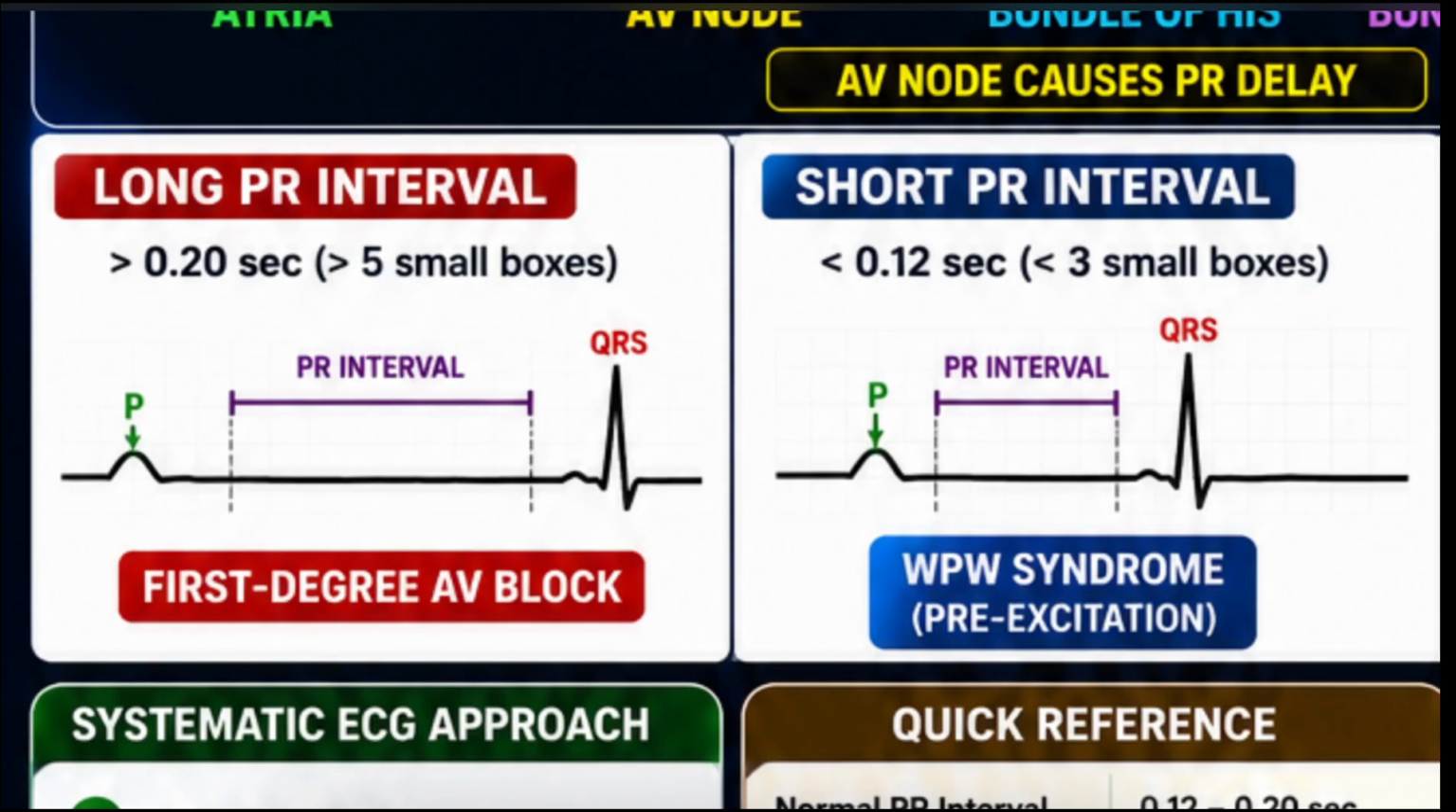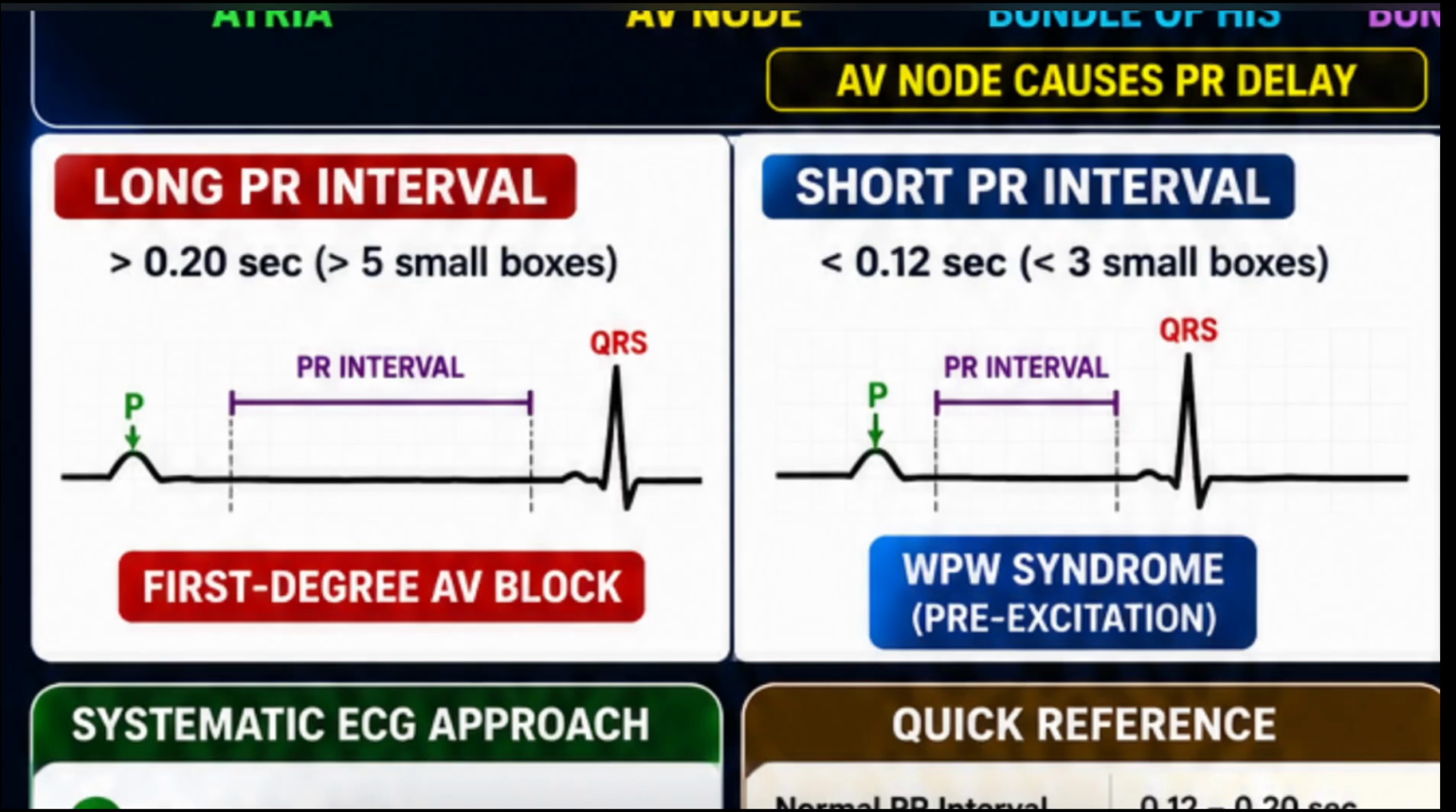The causes of this long PR interval fall into different types. One is physiological: athletes or patients with increased vagal tone. Next is pathological: a history of ischemic heart disease, myocarditis, degenerative conduction disease, or atrioventricular nodal disease can cause a long PR interval.